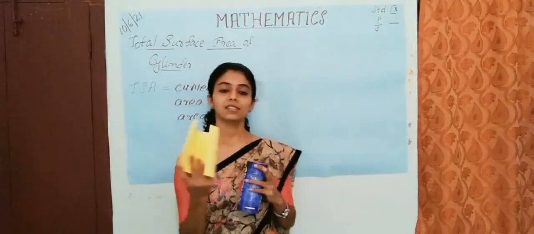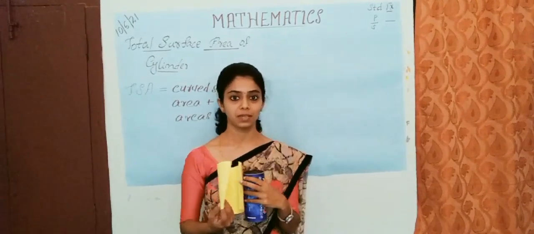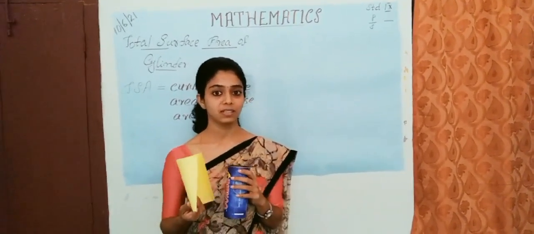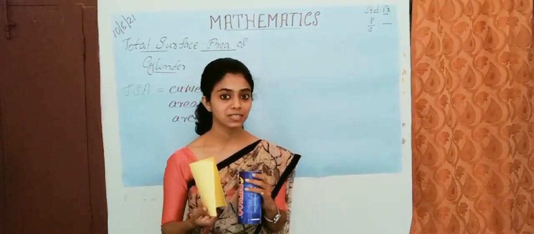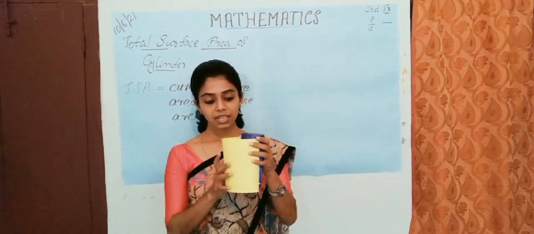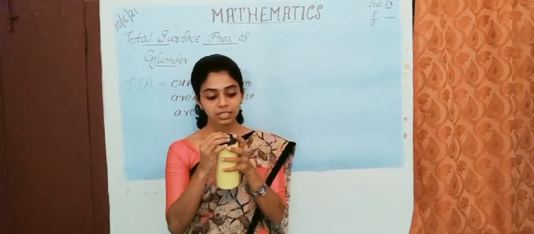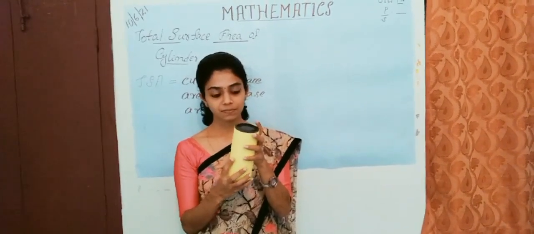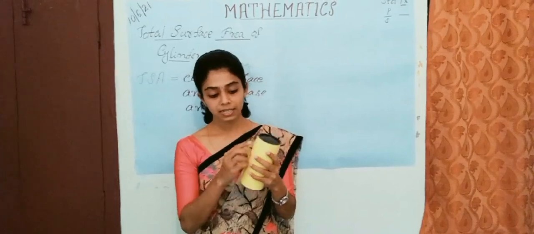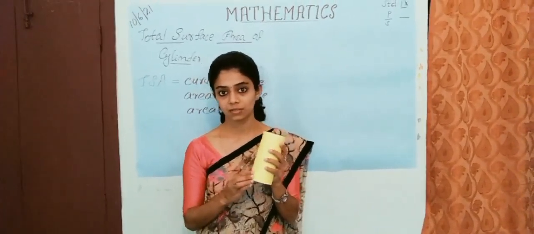So, this is a rectangular sheet of paper and I have a cylindrical shaped object with me. By using this rectangular sheet of paper, can you suggest a method to find out the curved surface area of this cylinder? Very good, we can wrap this rectangular sheet of paper along the curved surface of this cylinder. While wrapping, all of you keep in mind that the rectangular sheet doesn't overlap.